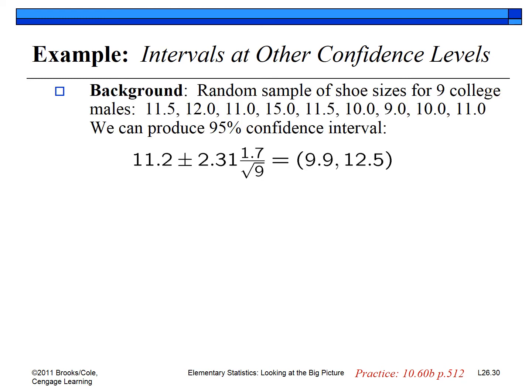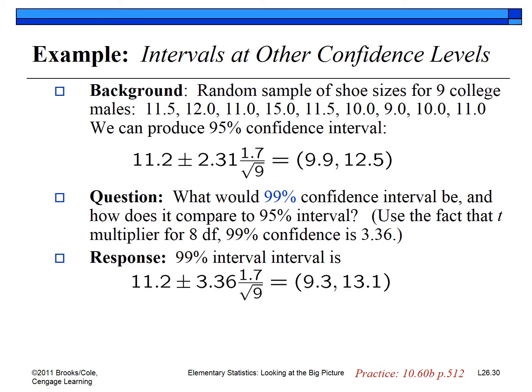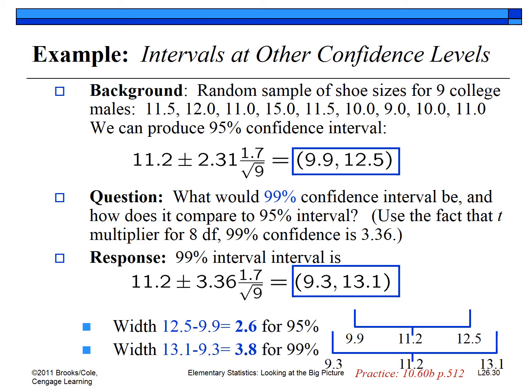So for our shoe example, our 95% confidence interval went from 9.9 to 12.5. What would the 99% confidence interval be? Well, the multiplier for 99% confidence and 8 degrees of freedom is 3.36. So when we put that into the formula, we get an interval from 9.3 to 13.1. Notice the width of the 95% interval is 2.6, but the width of the 99% interval is about 3.8. In general, to get higher confidence, we need wider intervals.